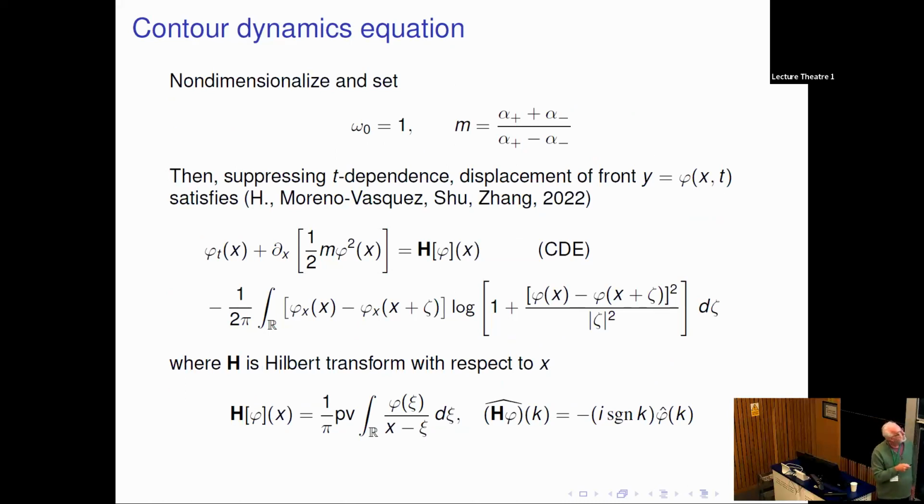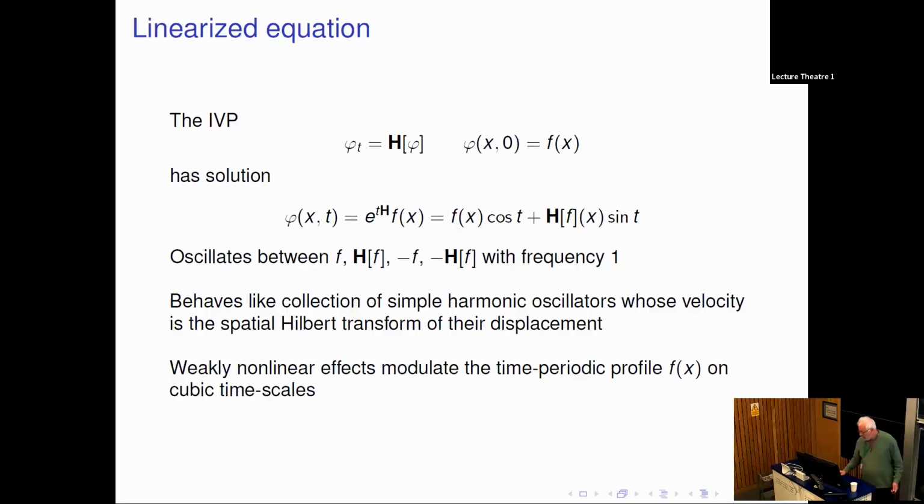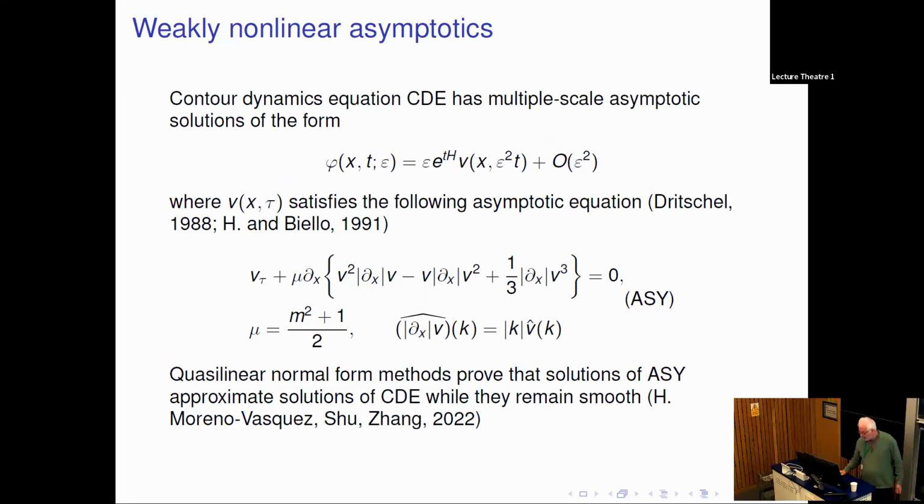The main obstacle is that in the original contour dynamics equations, you have this quadratic term in general. And the resonant nonlinearity is operating on the cubic timescale. So this has to be removed by some sort of normal form near-identity transformation to get the cubic approximation on the right cubic timescale. So one can do that.